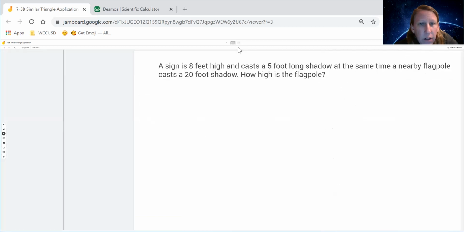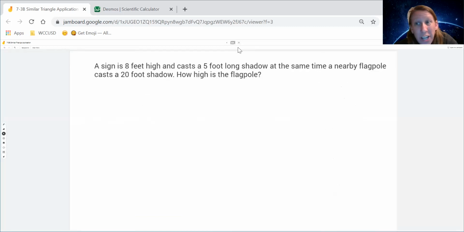All right, moving on. Ooh, shadow problems. Shadow problems are good for measuring things that are really tall on a sunny day. So a sunny day, here's the sun. This is the sun, yay, it's bright.